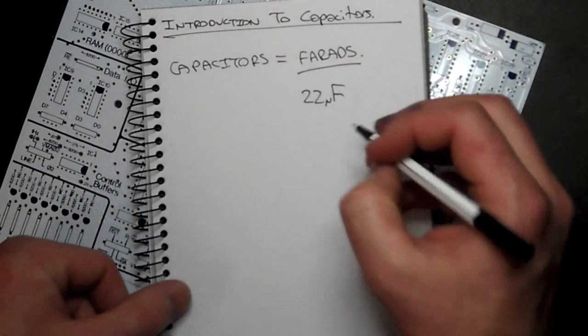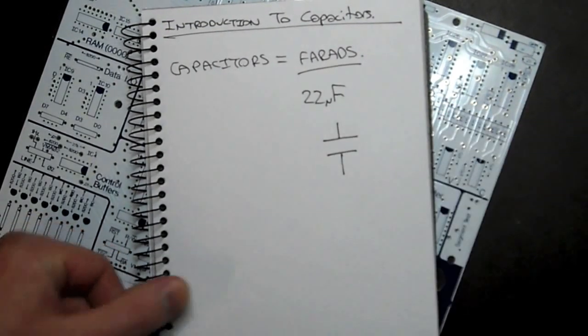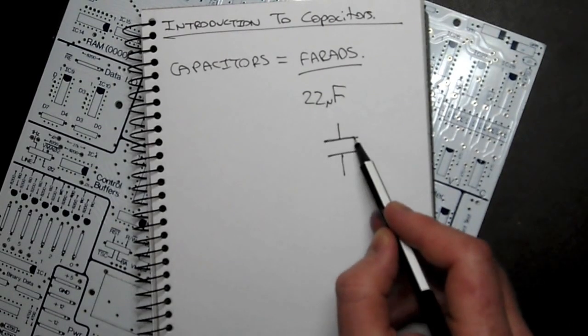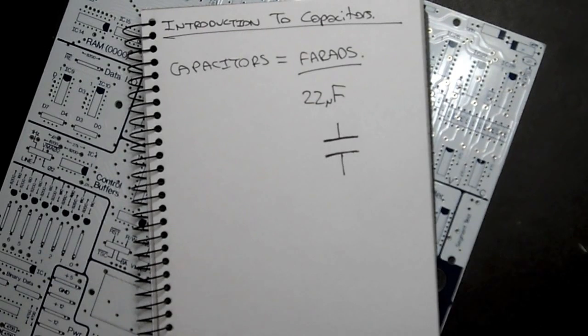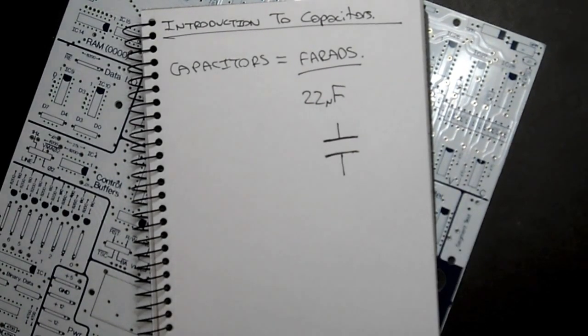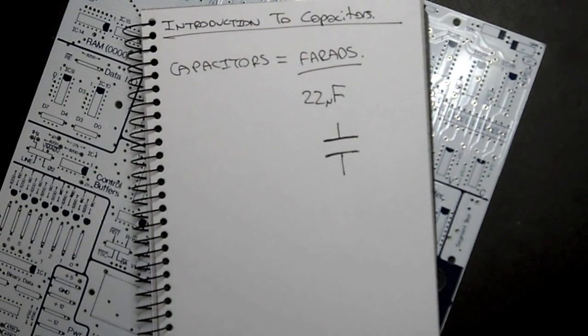Now, the circuit symbol for the capacitor is as basic as that there. We have two plates, made from some kind of metal, separated by what's known as a dielectric. Your dielectric can be anything from just plain air to paper to beeswax, and all sorts of other materials.